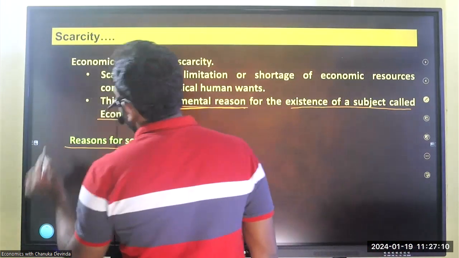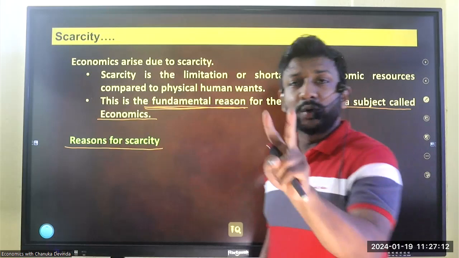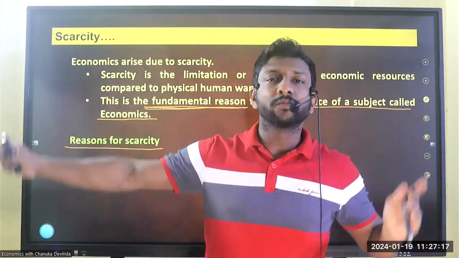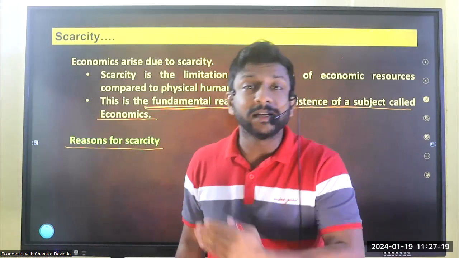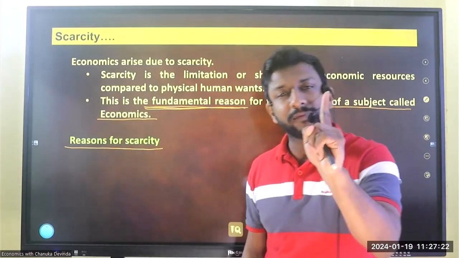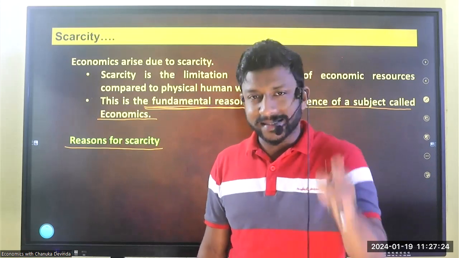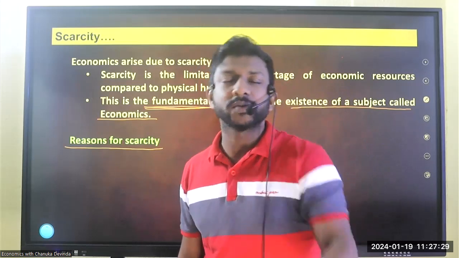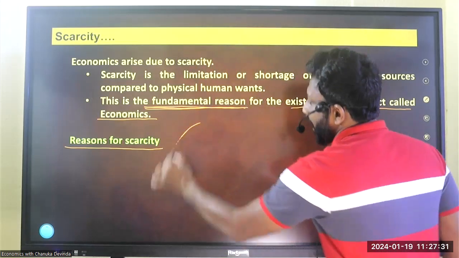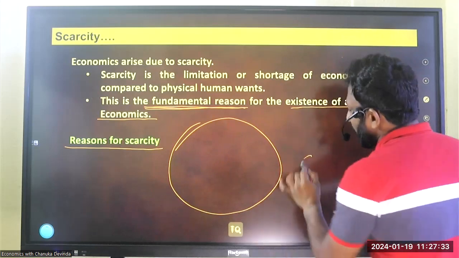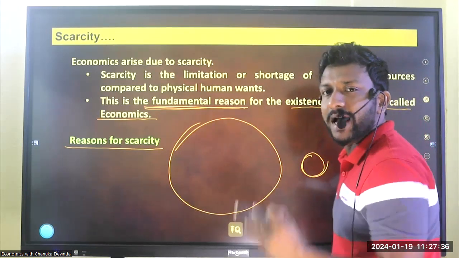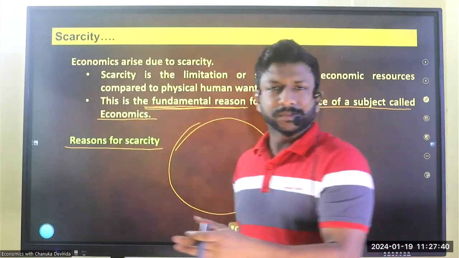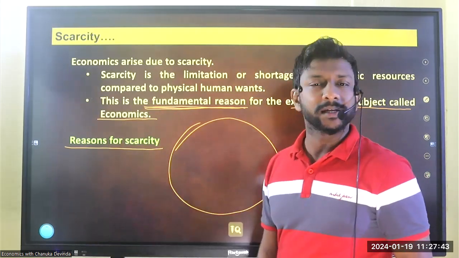Reasons for scarcity. Now we know what the reasons for scarcity are. There were two reasons. First one, there is a huge amount of wants. That means unlimited wants are there. So that's the first reason. And the second reason is we have only a limited amount of resources. There are unlimited human wants, but only limited resources. That's why scarcity arises. That's why economics exists, because of scarcity.